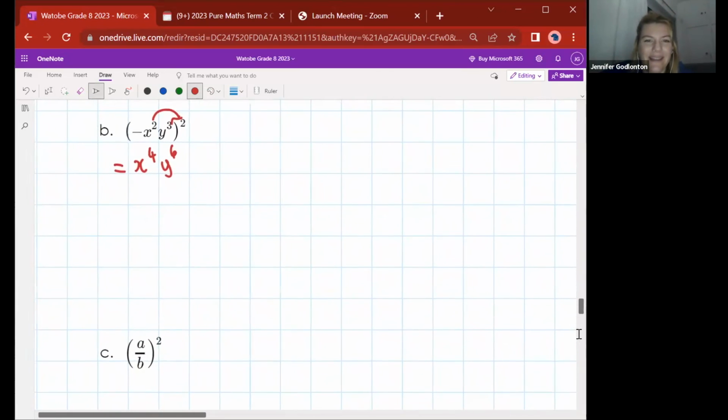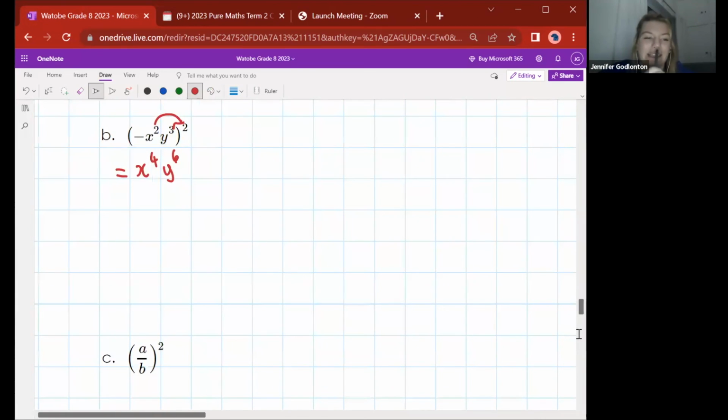Oh, now we're getting into some sneaky ground here. Very curious to see how people deal with C. Tell me what your answers are. Okay. We've got 2 different answers coming in so far.